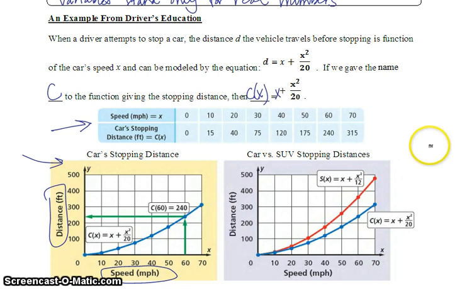If you also look at the graph on the right, it's a car versus an SUV stopping distance. The blue line is the car, and the SUV line is the red line. So the SUV has a different function. You can see x plus x squared over 12 instead of over 20, and its stopping distance increases as its speed increases. That's why the red line of that graph is higher than the blue line. Probably has to do with the weight of the vehicle, if you think about that.